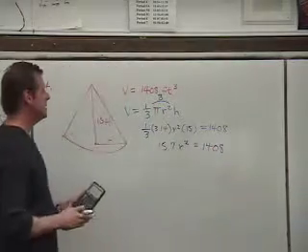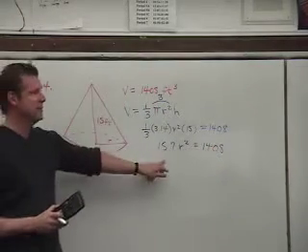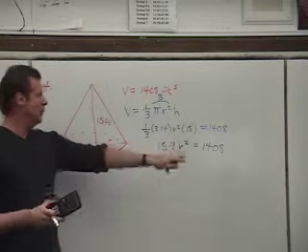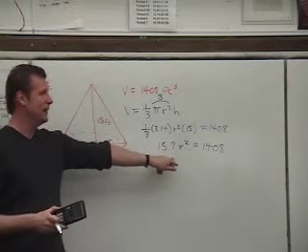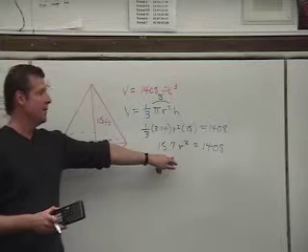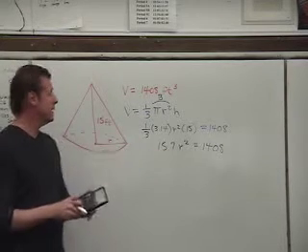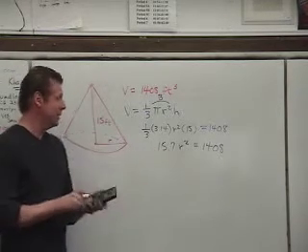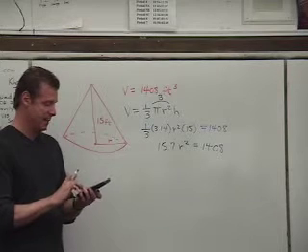Now, to go ahead and solve for the radius, what would you do next? Bridget, what would you do? Divide 1408 by 15.7. Very good. So that's the idea. You're trying to isolate that variable. So let's see what we have.